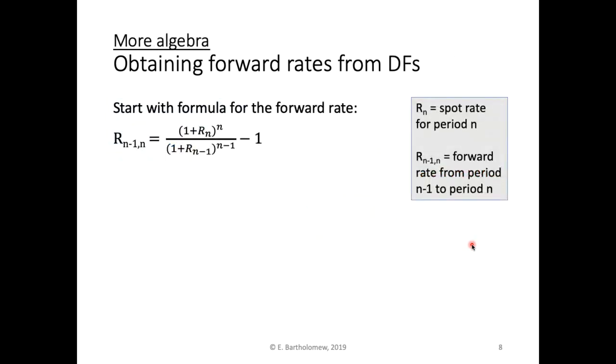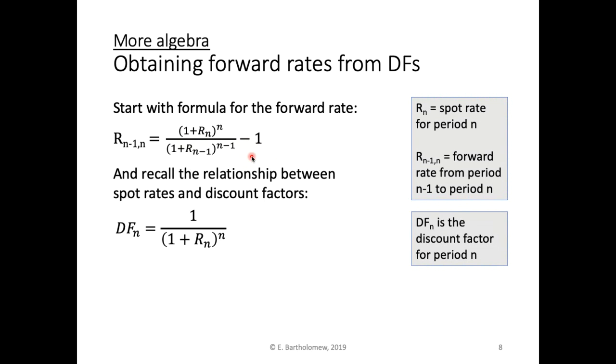Okay, so now a little more algebra. There will be circumstances where we actually don't have the spot rates, but we have discount factors, like what we were talking about in previous slides. So how could we derive forward rates from discount factors? Well, let's start with the formula that we already derived for the forward rate coming from spot rates. Okay, so this is the same formula we just looked at.